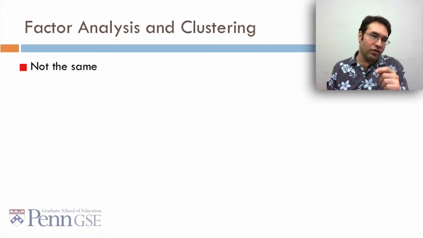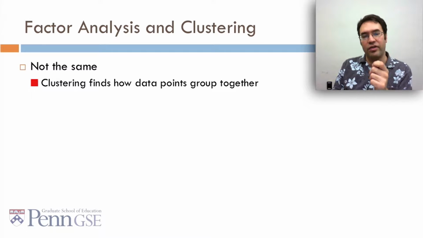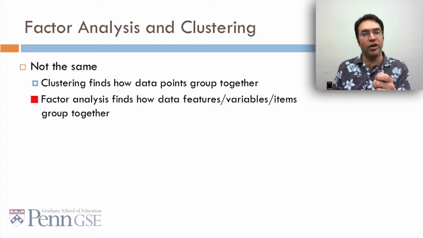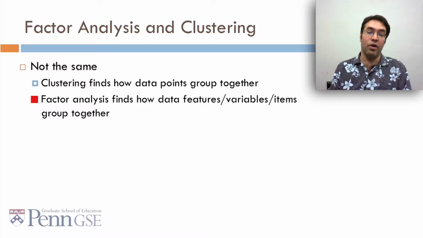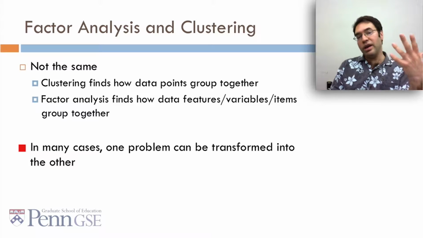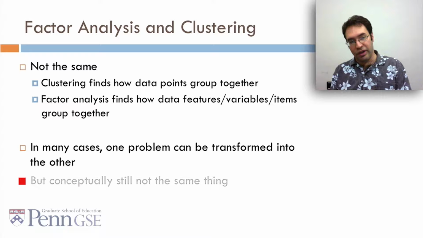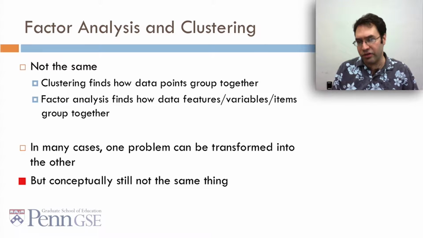Now, factor analysis and clustering are not the same. Clustering finds how data points group together, and factor analysis finds how data features, variables, or items group together. So they're similar but orthogonal. In many cases, you can transform one problem into the other, but conceptually they're still not the same thing.